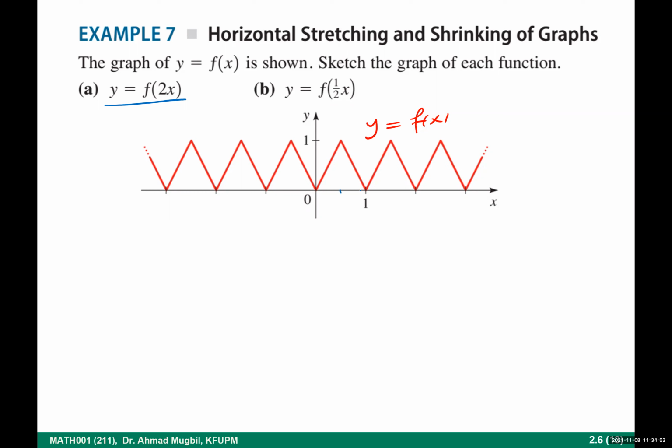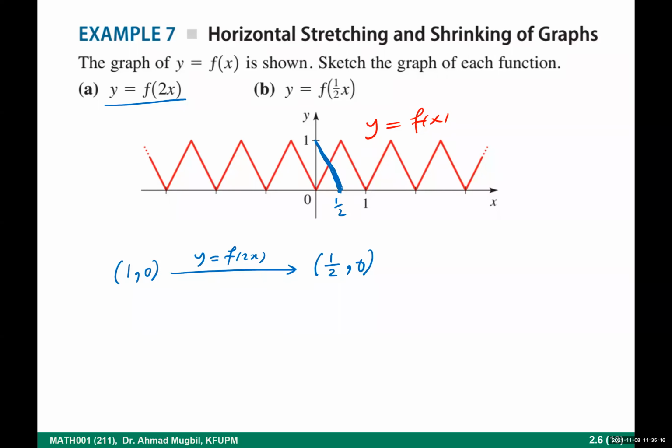So the point 1, it will become where? Here. Let's take an example to make it much easier. Let's take 1 and 0. Now this is in the old graph. What will it be in the new graph? It will become 1 over 2 and 0. So the graph will be here. So we will have this.